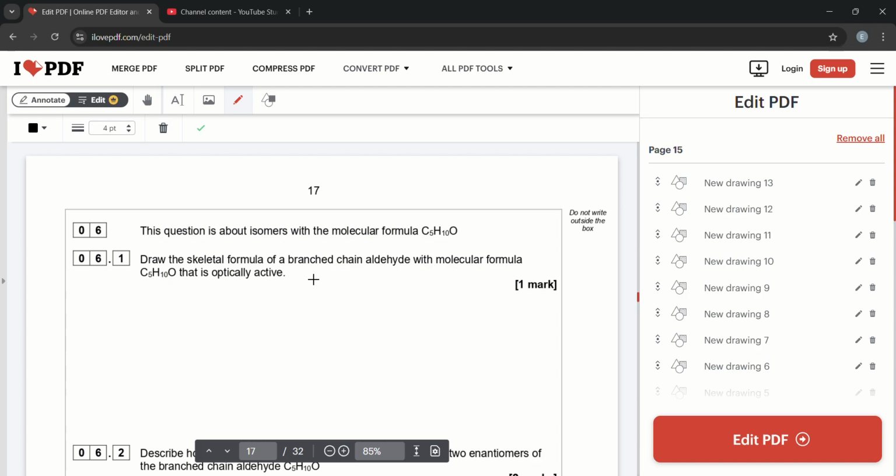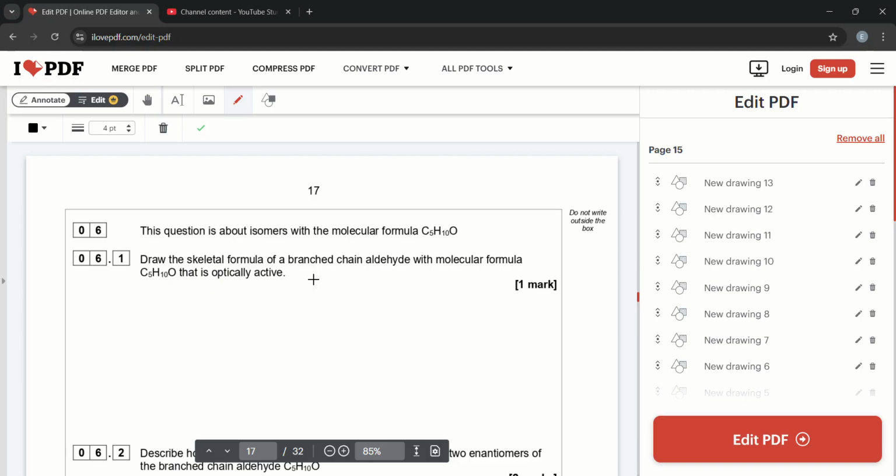Question 6. This question is about isomers with the molecular formula C5H10O. And it says, draw the skeletal formula of a branched chain aldehyde with molecular formula C5H10O that is optically active.